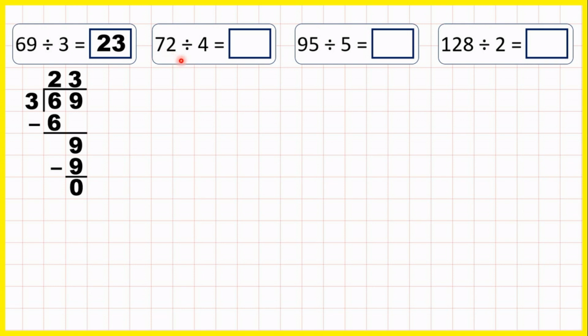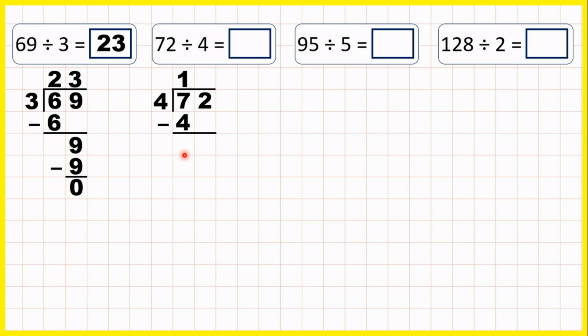Now 72 divided by 4, so we write the question out in the same way. Now taking the first digit, we have 7 divided by 4. But 7 isn't in the 4 times table. So we need to find the closest multiple of 4 to 7, which is still less than 7. That's 4, because if we went to 8, that would be too many. Now 4 is 1 times 4, so 1 goes in our answer line. Then we subtract and bring down.